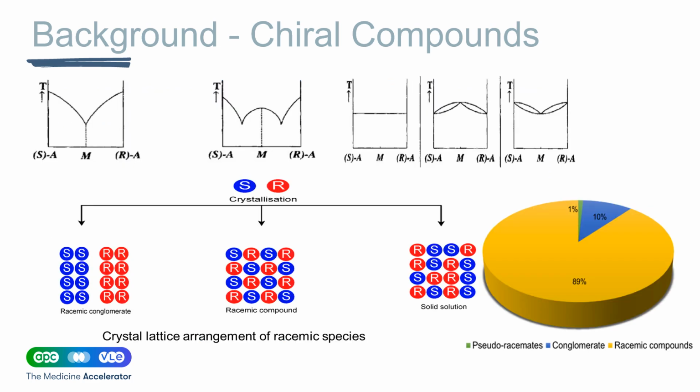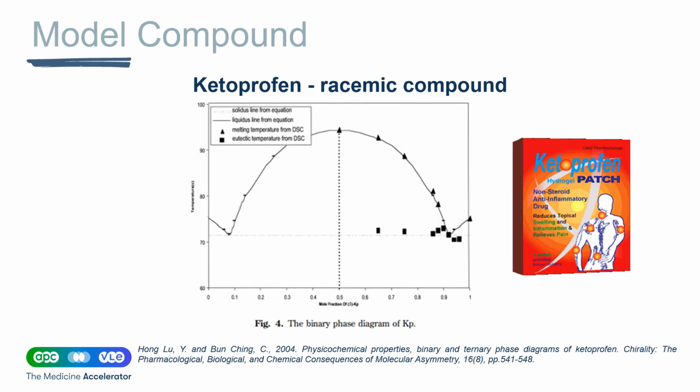Chiral compounds can exist in three main solid-state forms: conglomerates, racemic compounds, and solid solutions. Among these, over 89% of active pharmaceutical ingredients are found to crystallize as racemic compounds, where enantiomers are present in a 1:1 ratio within the crystal lattice. In this study, we focus on Ketoprofen, a racemic compound, and investigate its resolution via crystallization-induced diastereomeric salt transformation.